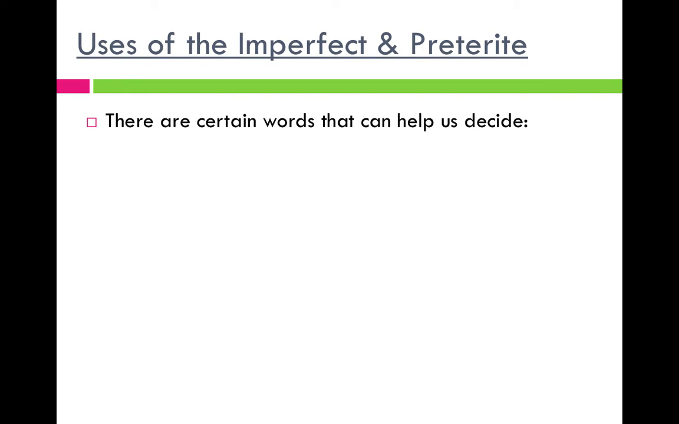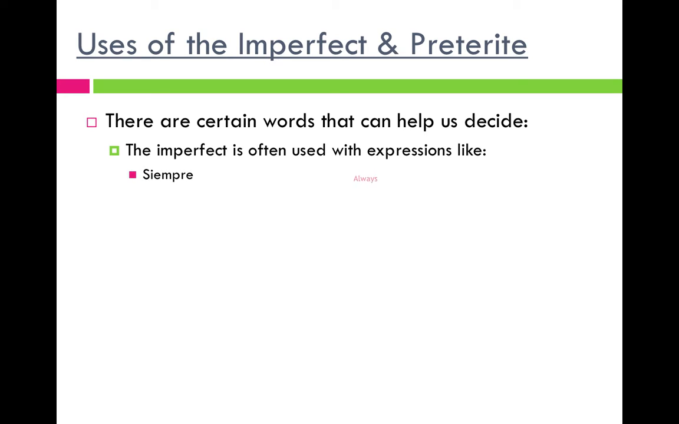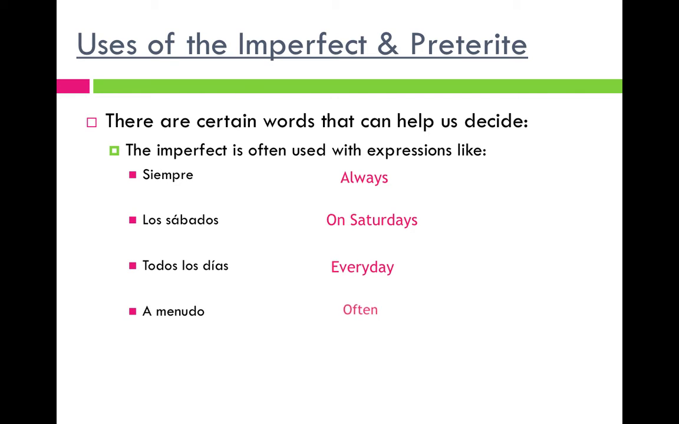There are certain words that can help you decide which one you're going to use, whether the preterite or the imperfect. The imperfect is often used with expressions like siempre, always, los sábados, on Saturdays, todos los días, every day, a menudo, often. These all imply repetition.